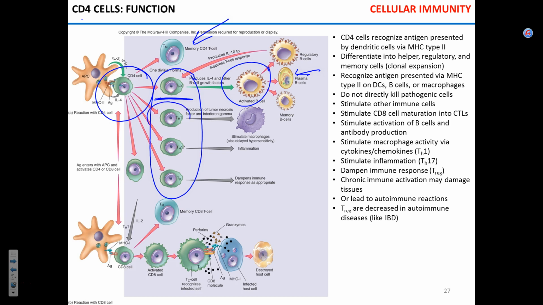Others will recognize the antigen on MHC class 2 presented on the macrophages and will activate macrophages. So far, you're following me? And some of the CD4 cells will essentially help to activate CD8 cells, allowing them to develop into functional cytotoxic lymphocytes.